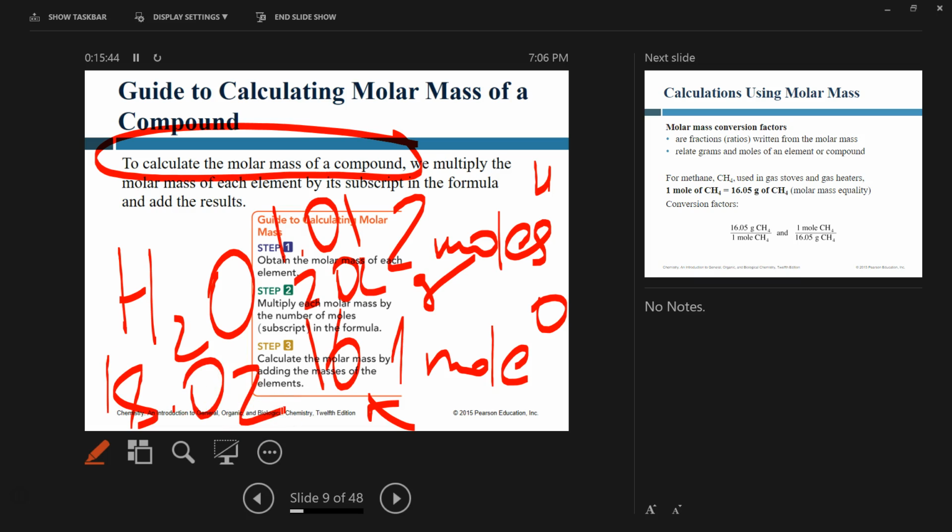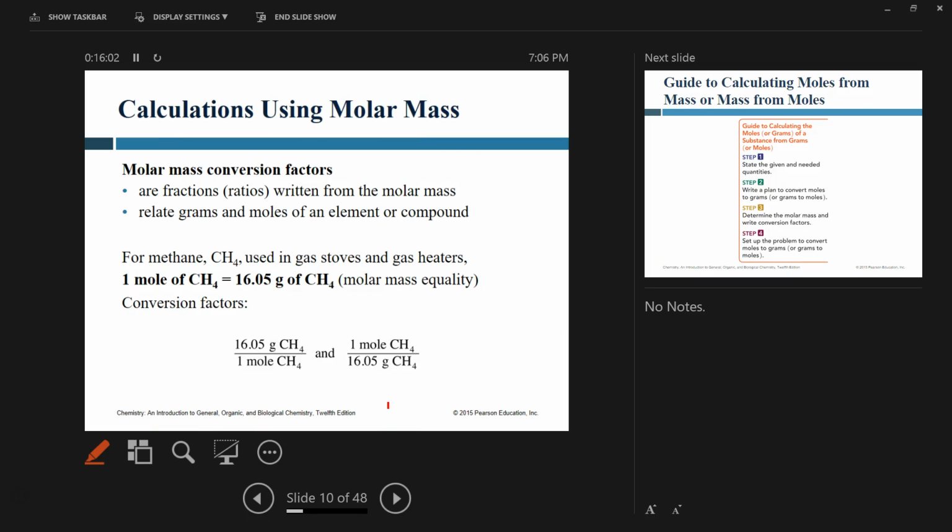Does that make sense? So basically, take a molar mass of an element, multiply it by a subscript. Oh, it's not 16.1, it's just 16. Sorry, it's just 16, just 16. Okay? So, here's the thing.